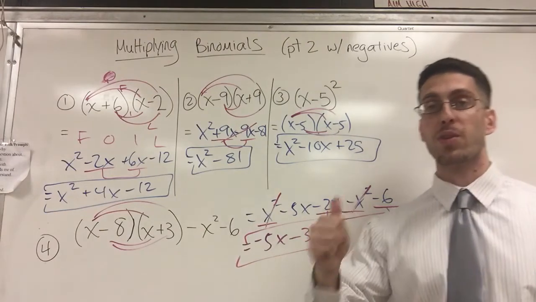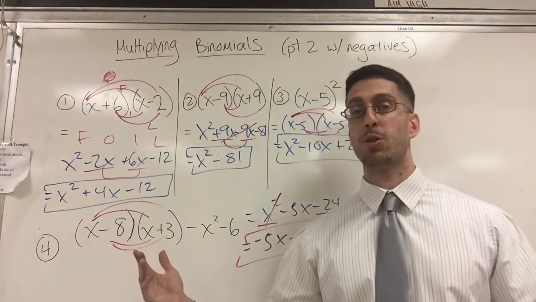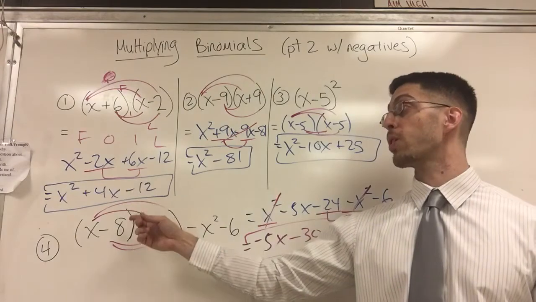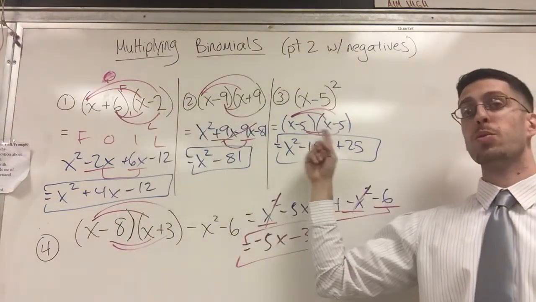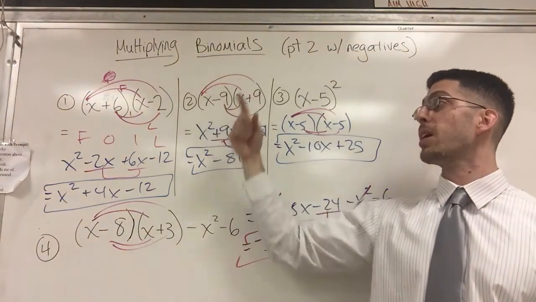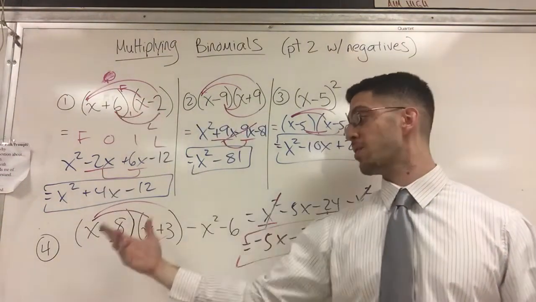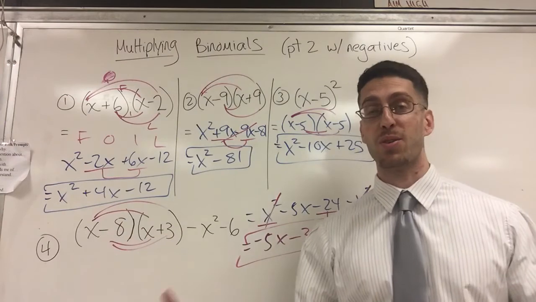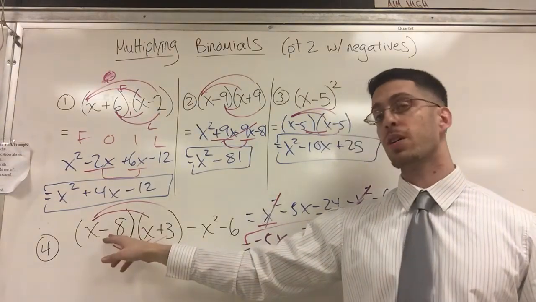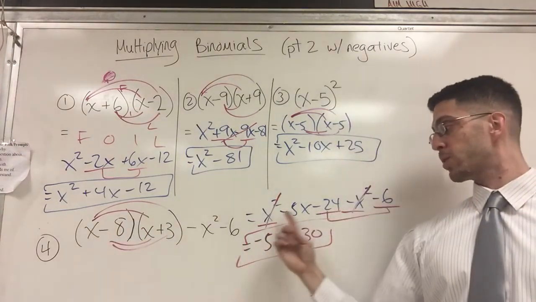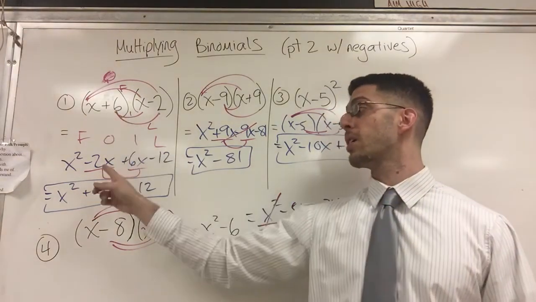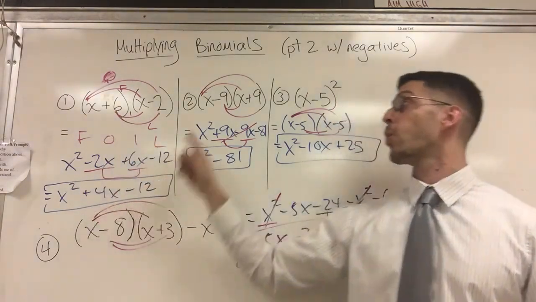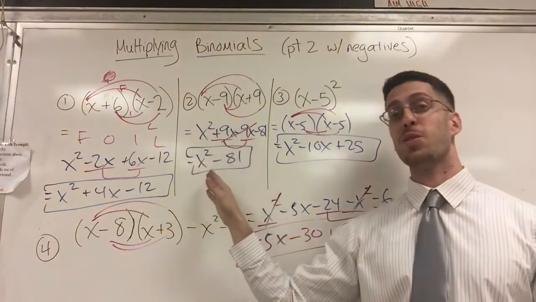Okay? FOIL, first, outer, inner, last. You can do anything you want with FOIL. You can multiply positives and negatives, two negatives like this one, or the negative and the positive, or the positive and the negative. Doesn't matter. You can do whatever you want. Notice the bigger number is negative. The middle term here, the 5, became negative. When the bigger number was positive, the middle term became positive. When they were the same number, there was no middle term.